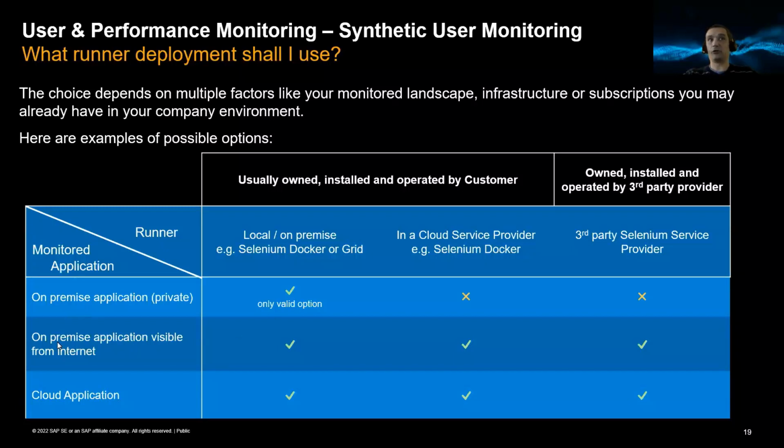On the other hand, if you have an on-premise application visible from the internet, for instance provided to some of your customers, in this case you can use local runners, but cloud runners are also totally meaningful. And obviously the same applies for cloud applications. So pretty much the deployment for your runner depends on which kind of user you would like to simulate via synthetic user monitoring.